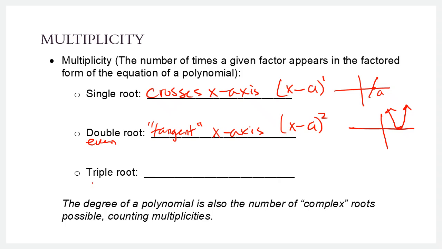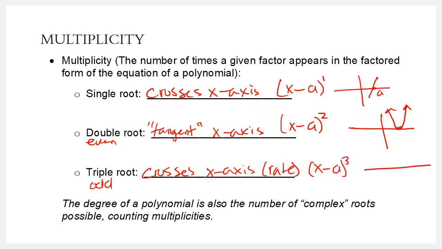A triple root, which are going to be our odd powers other than 1. So for a triple root, it also crosses, but it crosses at a slower rate. So it crosses the x-axis. It's just at a slower rate. So the rate of crossing is a little slower, meaning that it's not going to go as fast through the x-axis.